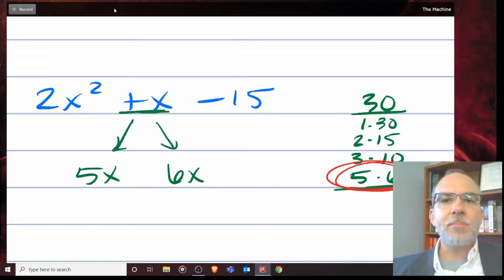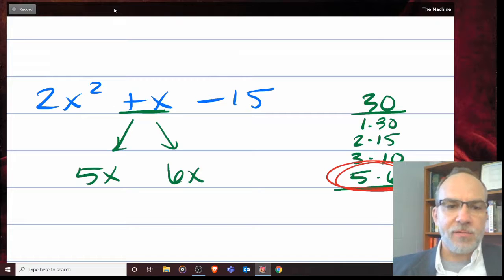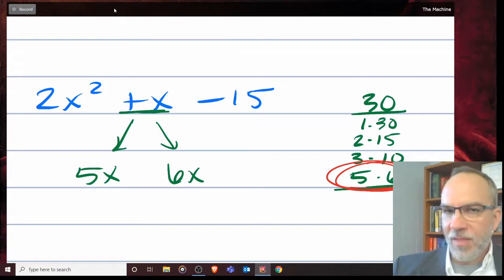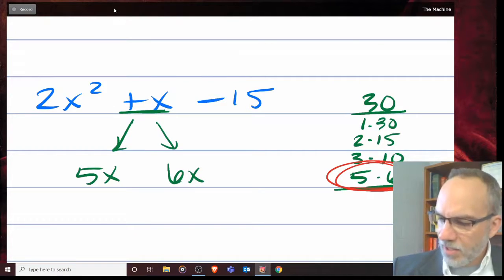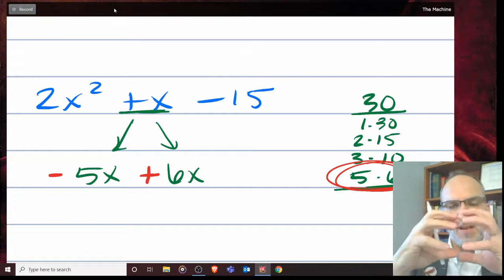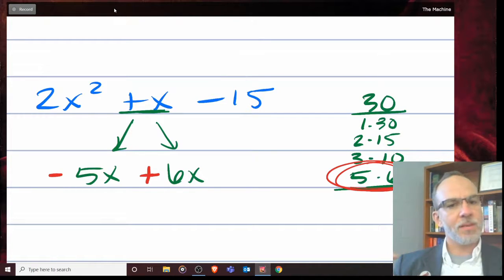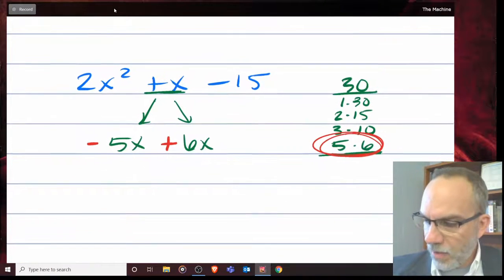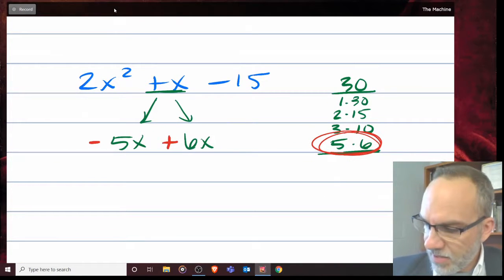Now, how do I get a positive x from a 5x and a 6x? Let me think about signs. In order to get a positive x, I'm going to have a positive 6 and a minus 5. So really, I've taken that middle term of x and broken it into two separate pieces, a negative 5x and a positive 6x.